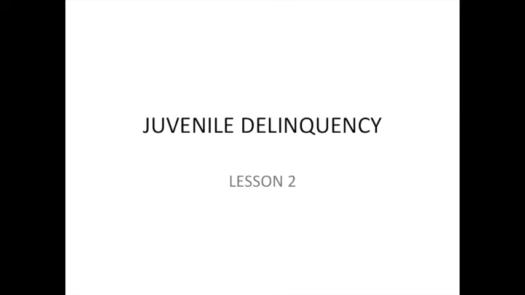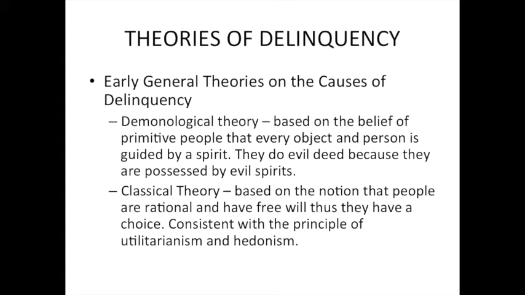Now, for today, we are going to talk about the different theories of delinquency. These theories explain why juveniles become delinquent. So, in order to fully understand, we must first identify which theories came first, and the different perspectives of these theories. Now, theories of delinquency: early general theories on the causes of delinquency.